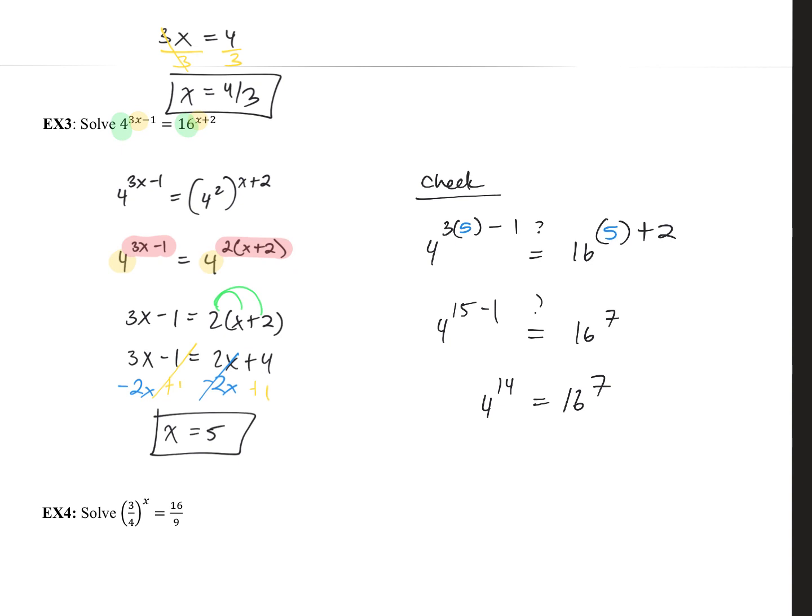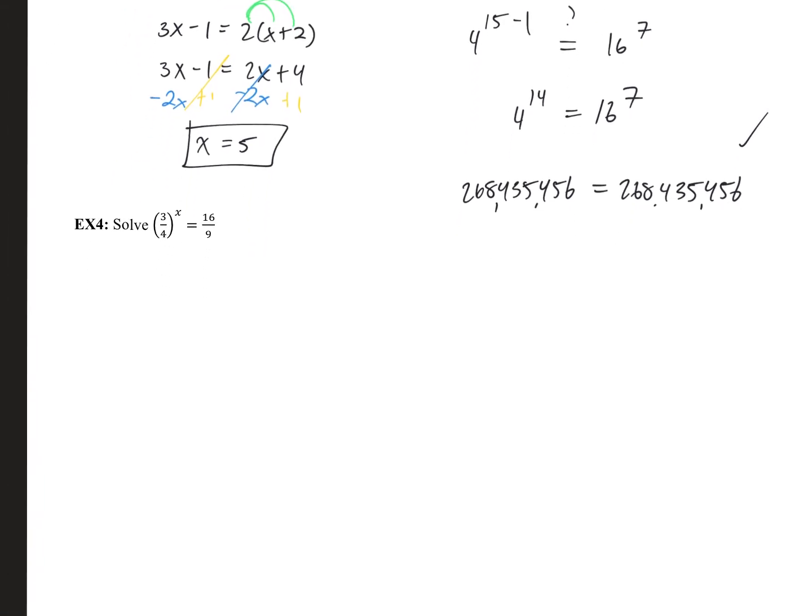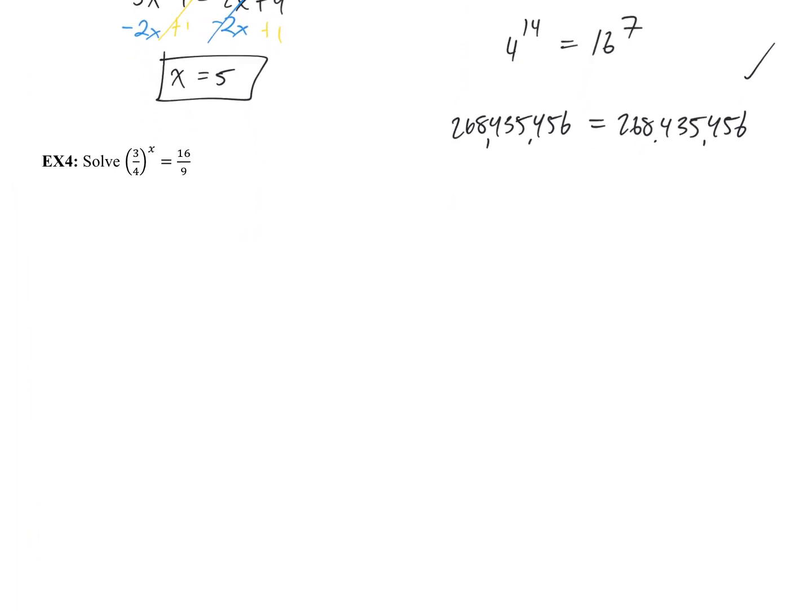And let's type that into the calculator. 4 to the 14th is 268,435,456. And 16 to the 7th is 268,435,456. Once again, you don't need to check for exponential problems. I'm just showing you that it works out. All right, the answer checks out. If you want to check it, if you have time at the end of the exam and aren't rushing, it's a great time to just check your answers, just to make sure you're right.